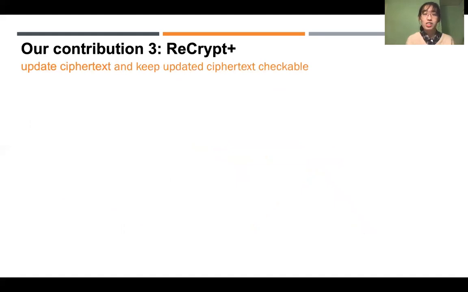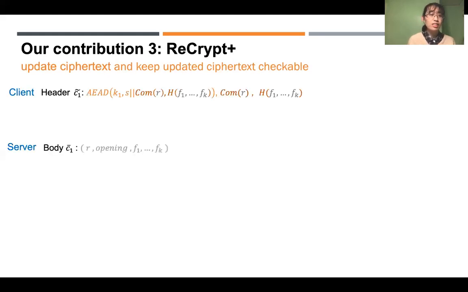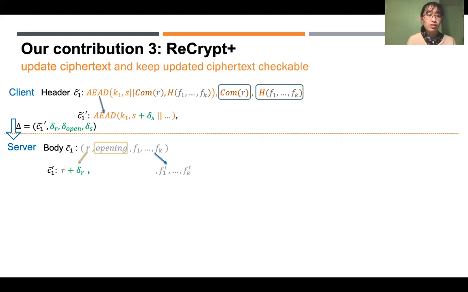We know that before the update, the ciphertext itself is checkable. Then we need to make sure that after the update, the updated ciphertext is still checkable. This is the ReEncryption Plus ciphertext, the header and the body, and we know that the box three parts are modified during the last step to achieve the ciphertext checkability. For the other unmodified parts, we use the original update method to update them. Now we need to update the other modified parts. As for the opening, just plus the data opening, it's okay to make it consistent with the updated share.